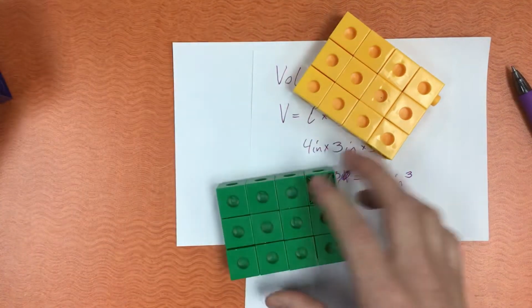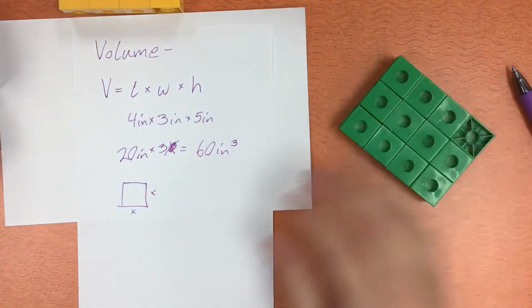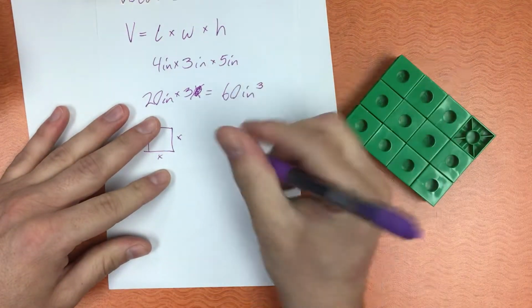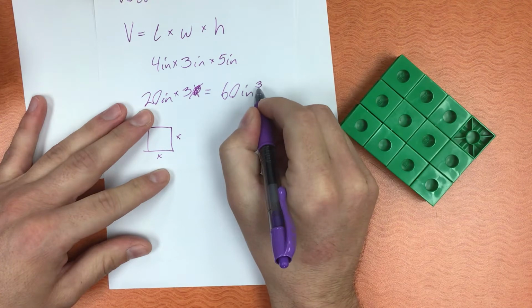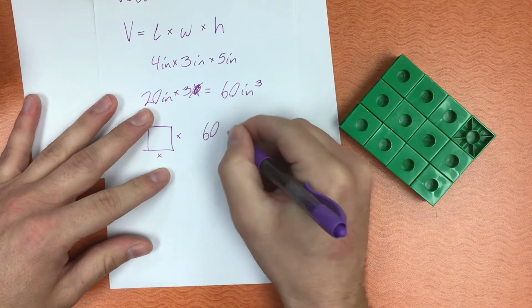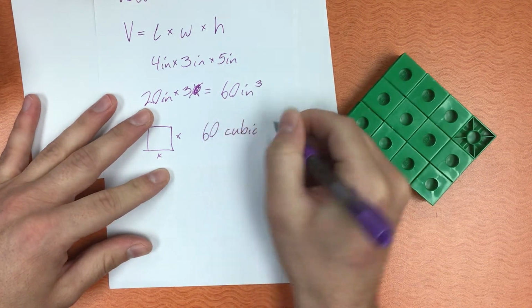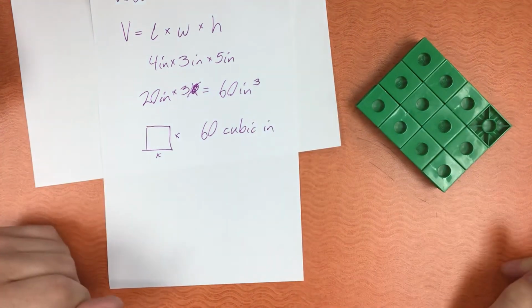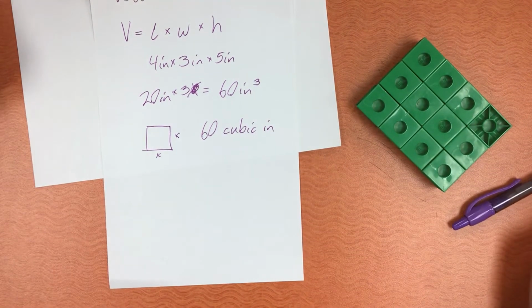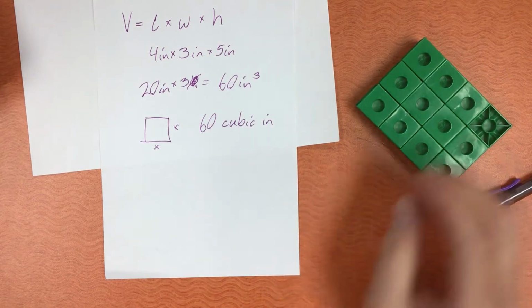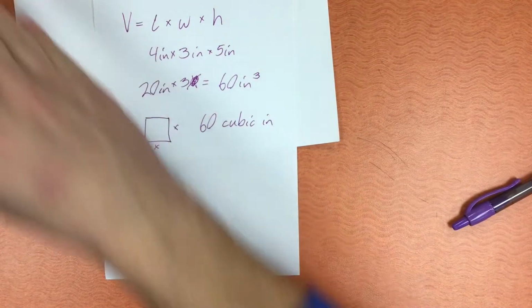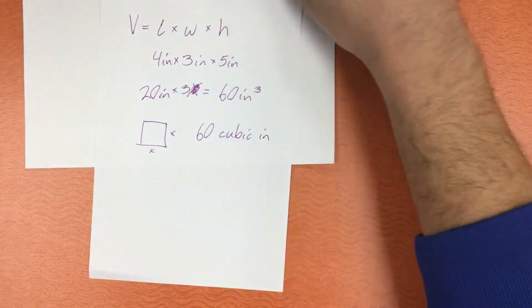So when you write your answer there, you need to say 60 inches cubed with the 3 because it's 3-dimensional, or 60 cubic inches. Okay? So that's the basics of volume. I just want you to understand what volume really means there. I'm trying not to make this video too long, so we're going to go ahead and move on to some other questions here.